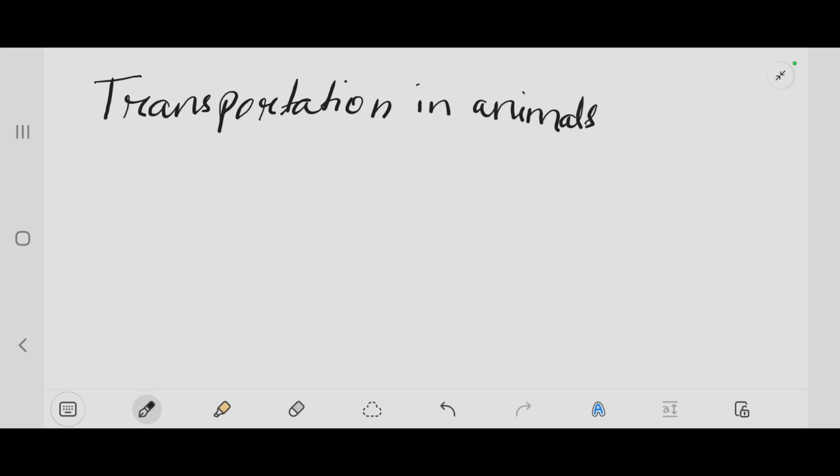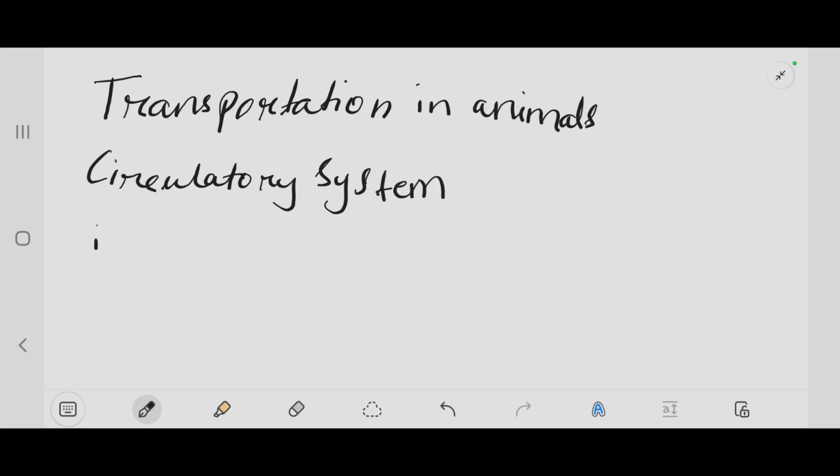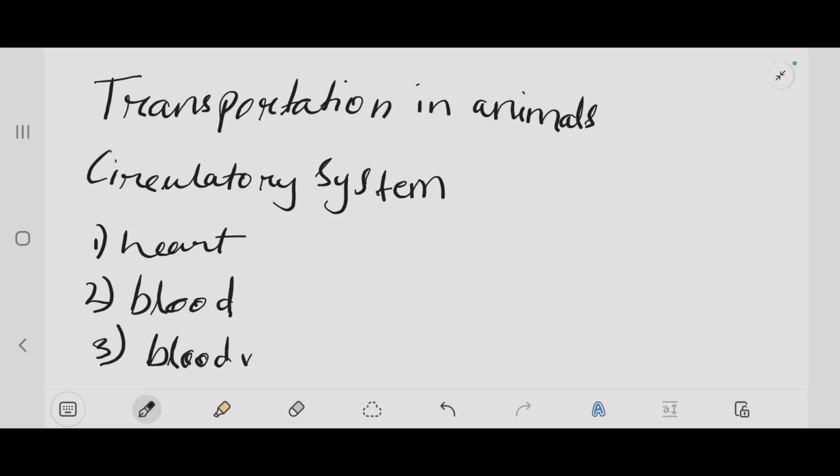Now let's move on to the animals. Unlike plants, animals have a more complex system for transportation. This system is called the circulatory system. The circulatory system in animals includes first one, heart. Second one, blood. And third one, blood vessels.